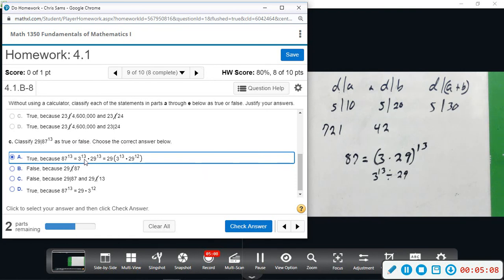87 to the 13th is equal to this, and no, I don't see that this is equal to that. That's not equal. It wouldn't be false because of that. And it wouldn't be 3 to the 12th. Oh yeah, I guess they pulled out one of the 29s. They can do that. That would work.